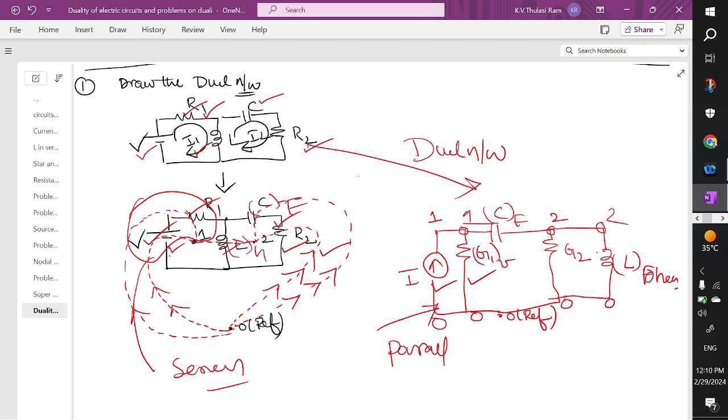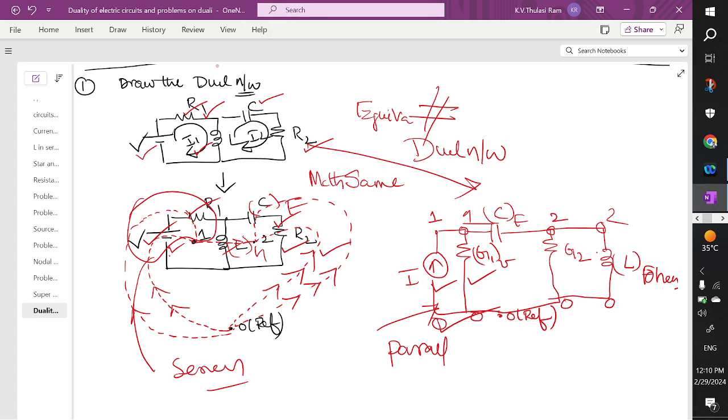Basically, mathematically, they may be the same, but they are not equivalent. This is how to draw a dual network. I repeat the problem again.